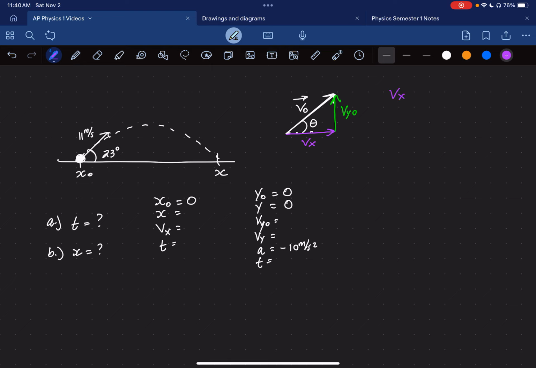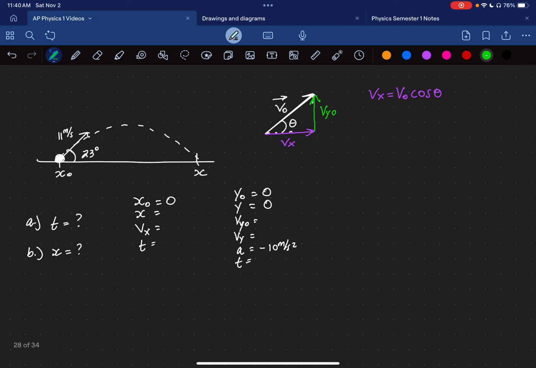And so we're going to do these real quick. Vx equals V naught cosine theta, and Vy naught, well, let's do this on the side here. Vy naught is V naught sine theta.